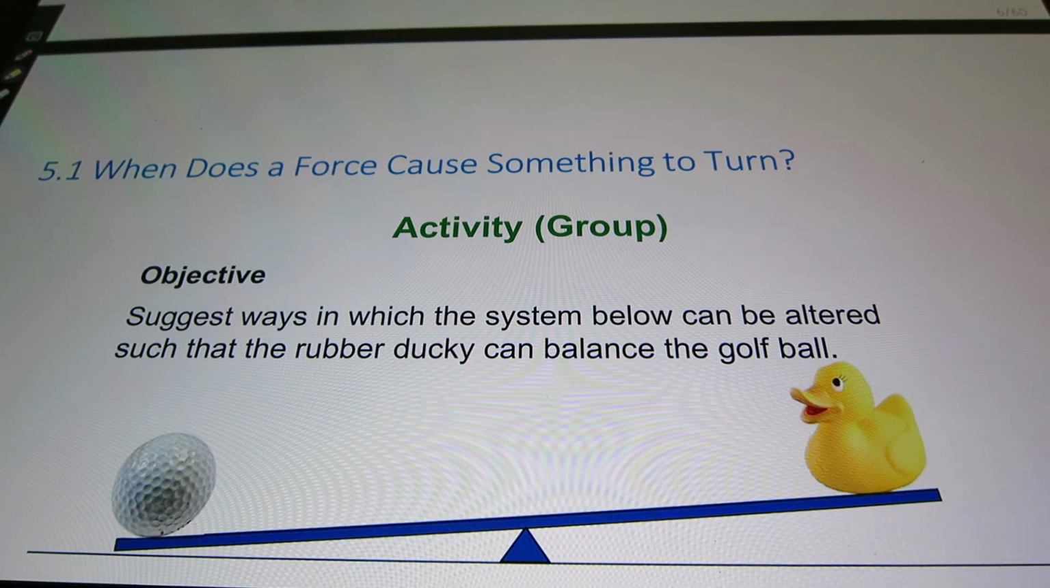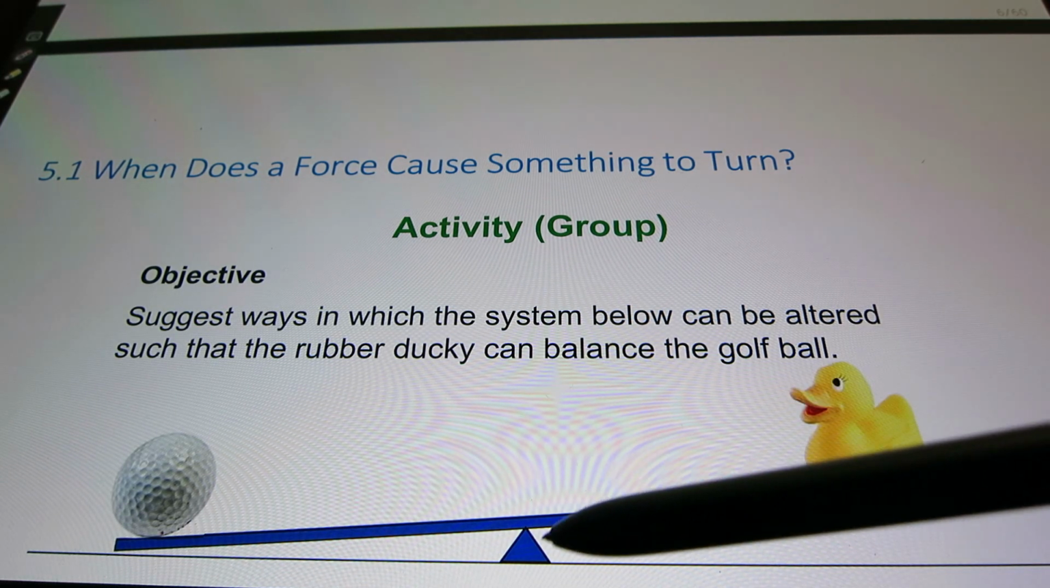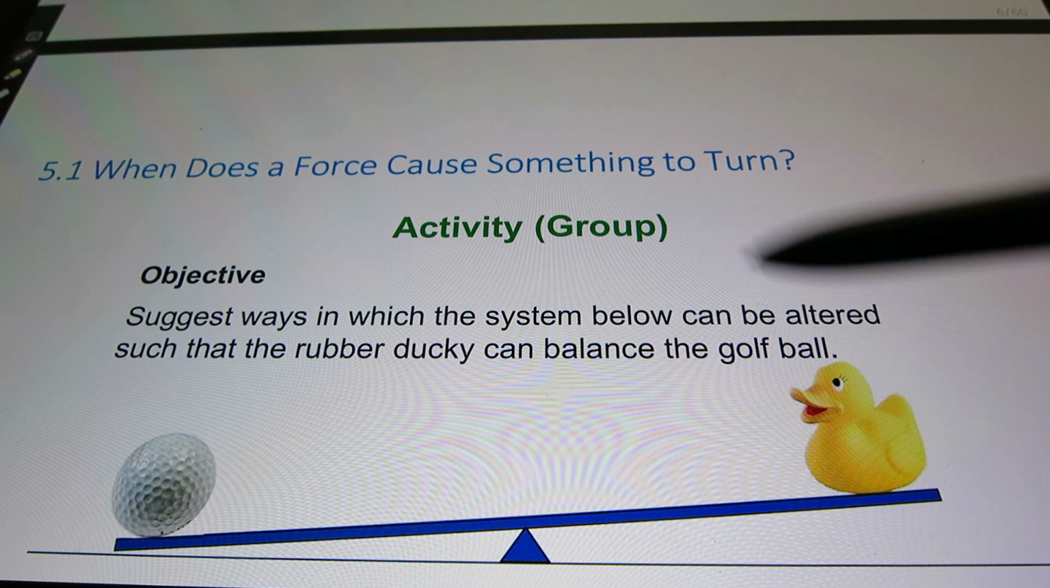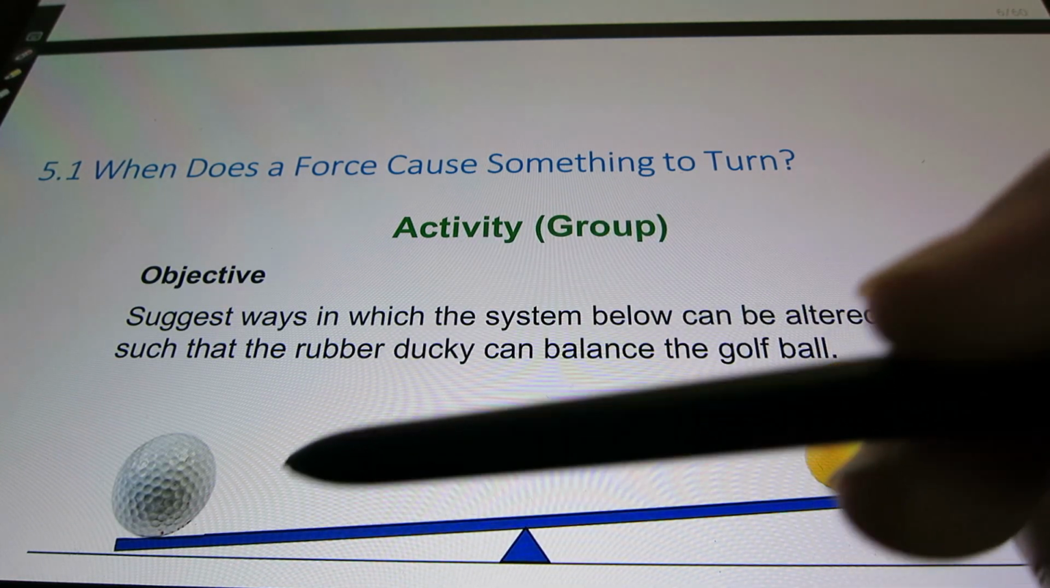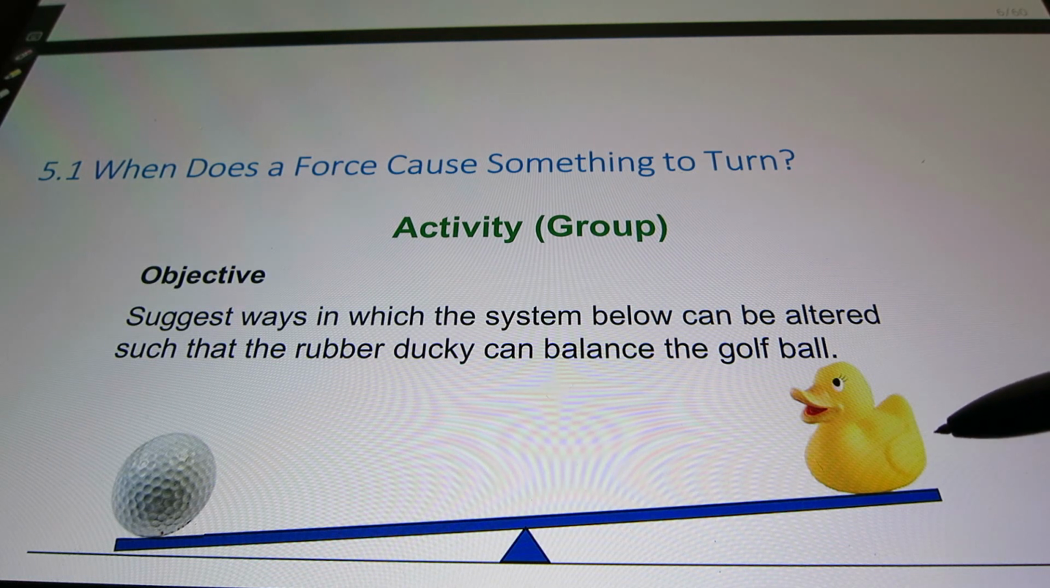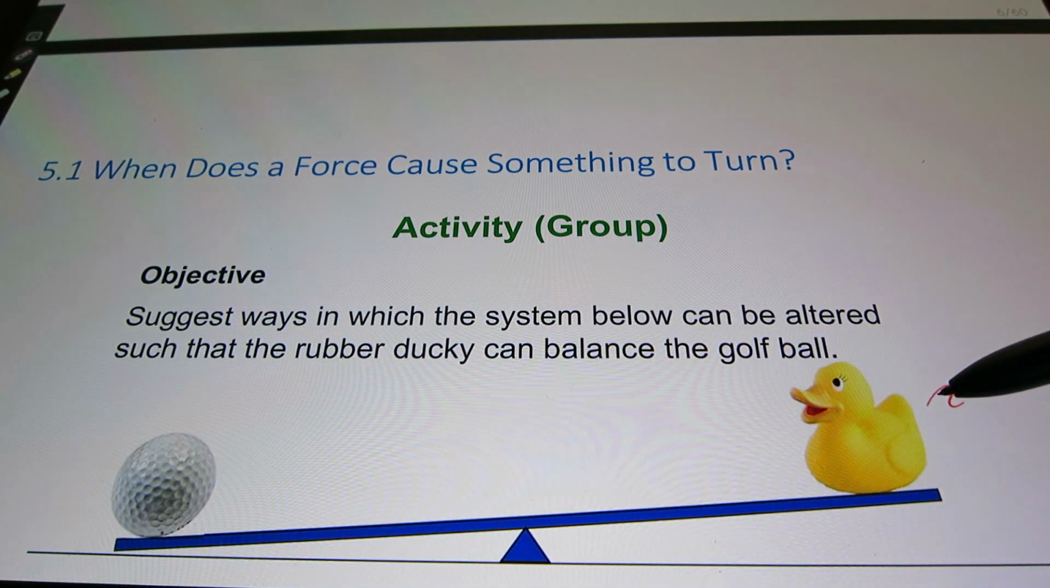So I'm sure we are all very used to a seesaw kind of situation. Obviously, if the seesaw is centered around here, around the center of the seesaw, and the golf ball is causing the seesaw to tilt to this side, even when the rubber ducky is here, then you know that the seesaw is much heavier or weighs more than the rubber ducky.